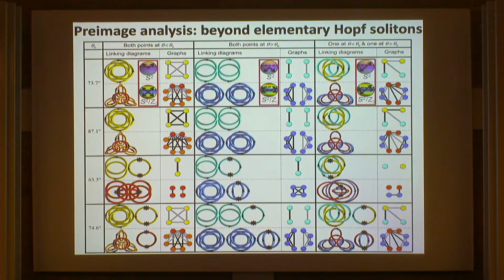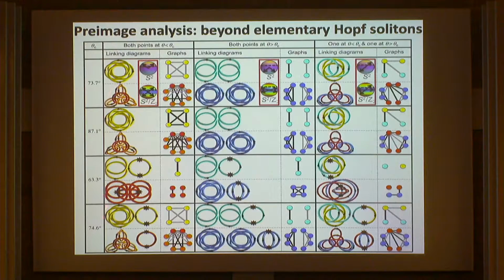What I showed were only very simple ones, simple topological solitons that we realized. So you could represent them simply as a Hopf link of two preimages. But the tables that you can see in here show the types of solitons that we also realized in both experiments and in computer simulation. So they are much more complex.